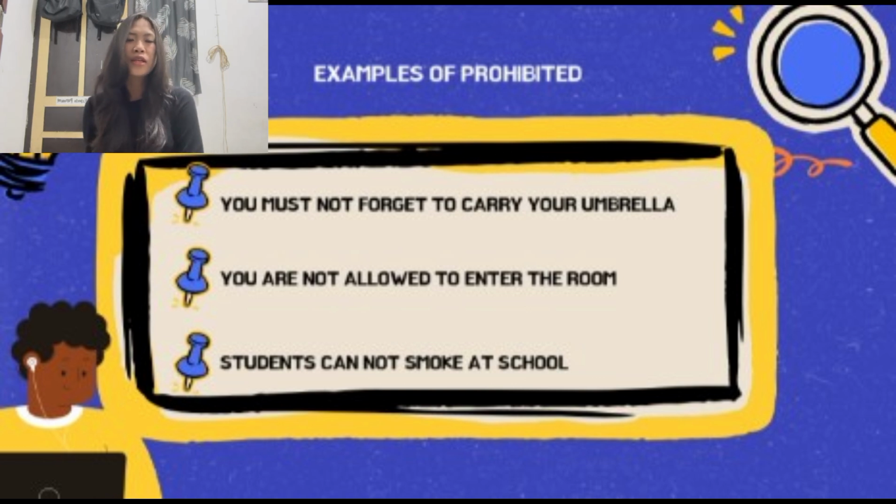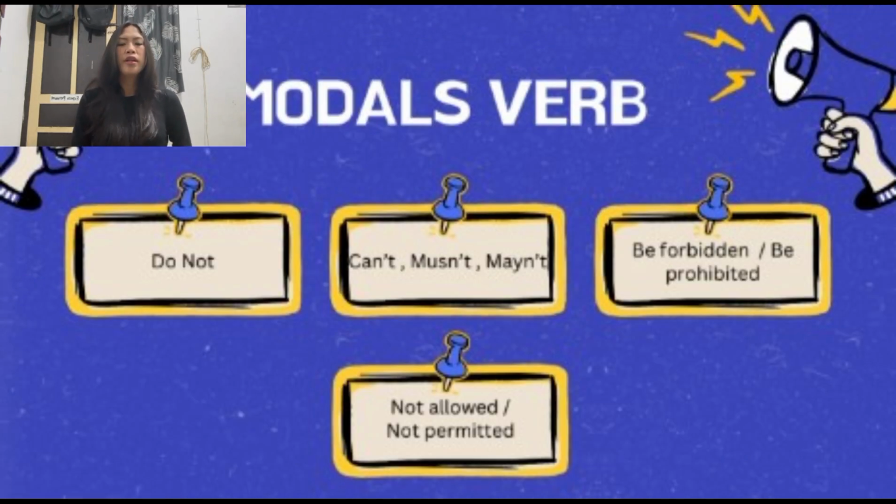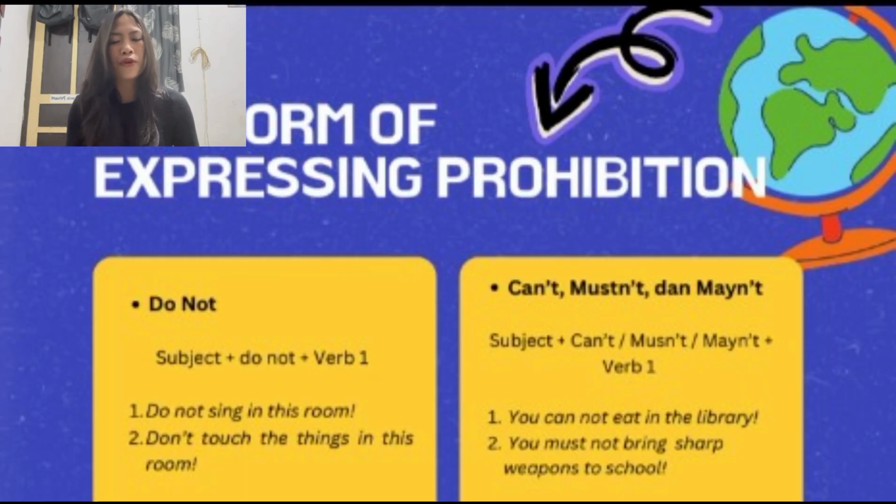And next, we are going to learn the modal verbs that are used to express the prohibition in English. So there are do not, cannot, mustn't, mayn't, and next is be forbidden or be prohibited, and the last one is not allowed. And next, we are going to learn the form of expressing prohibition.